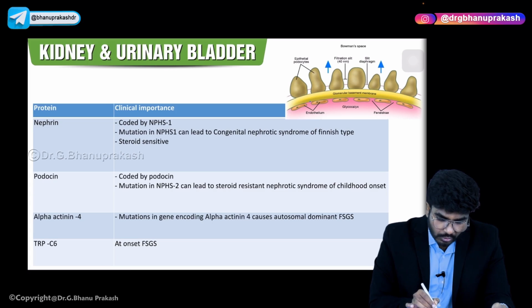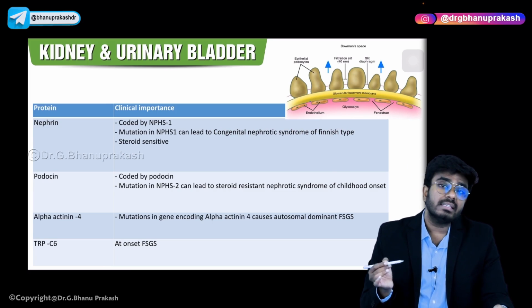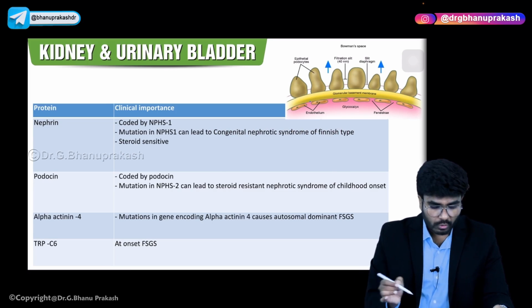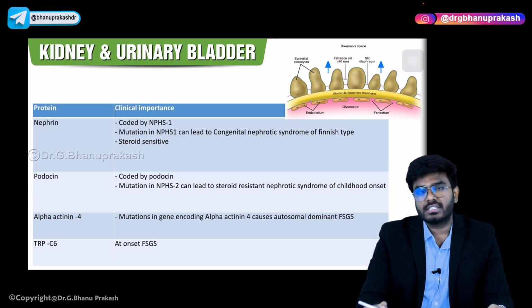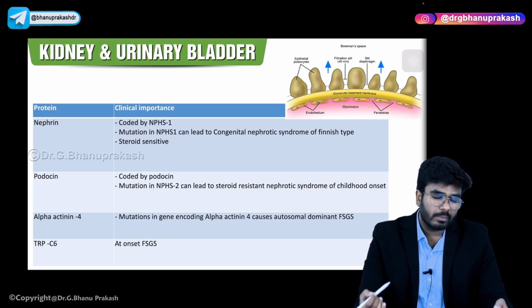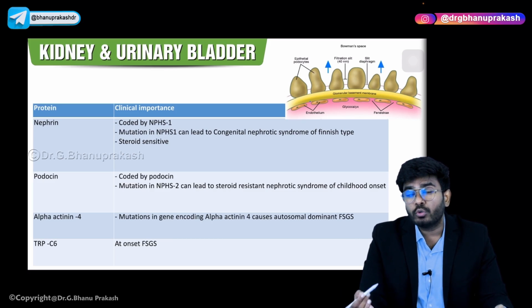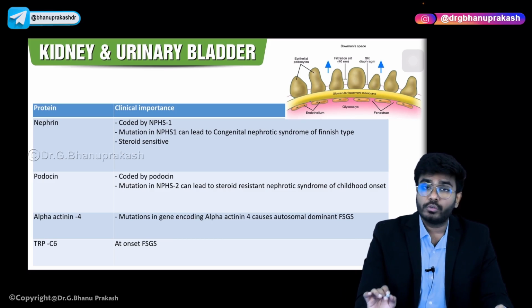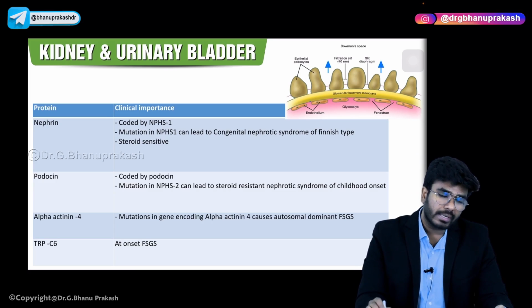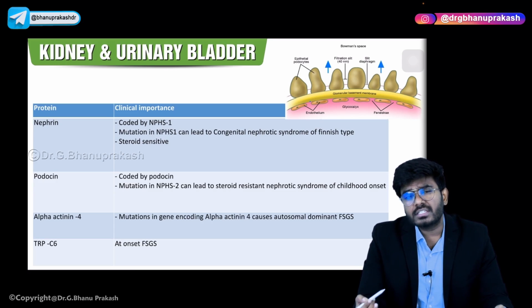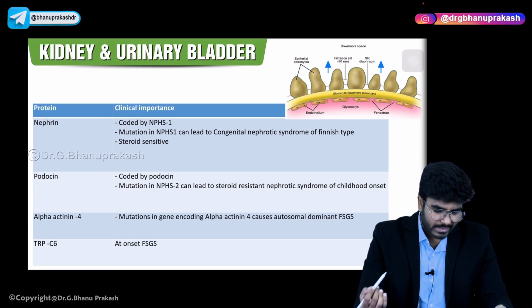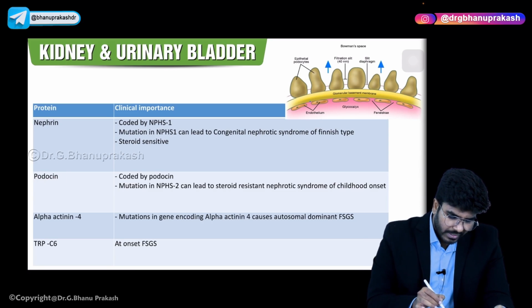Which type of nephrotic syndrome? Congenital, by birth itself. Congenital nephrotic syndrome of the Finnish type. And this nephrotic syndrome is actually steroid sensitive. If you give steroids to the baby, it will respond well. So congenital nephrotic syndrome of Finnish type is due to mutation of which gene? NPHS1. Due to mutation of which protein? Nephrin. And is it steroid sensitive or steroid resistant? It is steroid sensitive. Now let's talk about NPHS2.